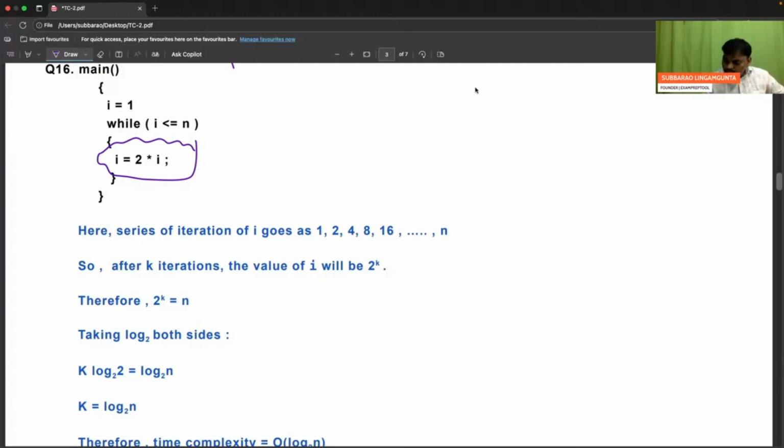See this one. Initially I value is 1. Next it became double, 1 into 2, which is 2. Next time 2 into 2, 2 square. Next time 2 cube, then 2 power 4. Let us assume I continued k times, it became 2 power k. Increasing, increasing, it became 2 power k after k times. Assume this became n.